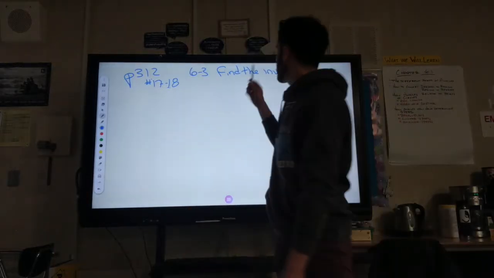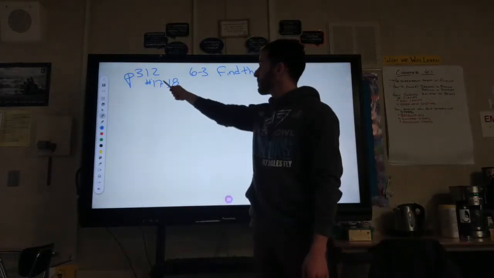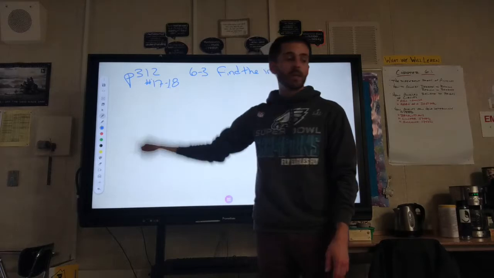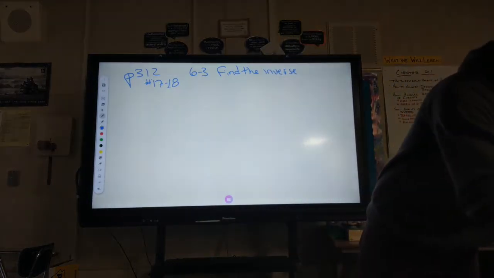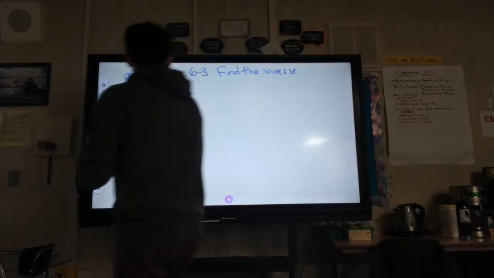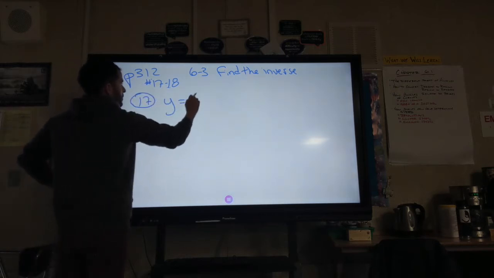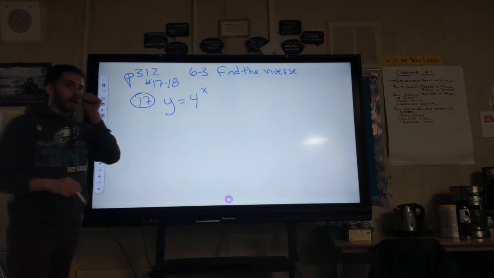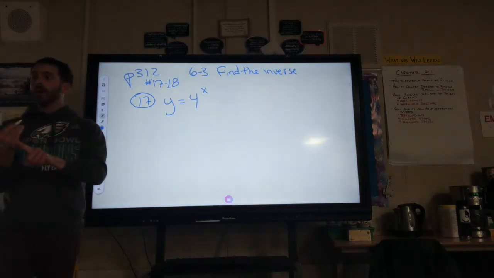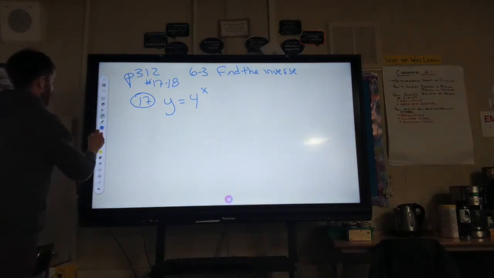So we're going to do 6-3, just finding the inverse, page 312, numbers 17 to 18. So copy down 17. We have to find the inverse of y equals 4 to the x. All right? So first step, switch the x and the y.